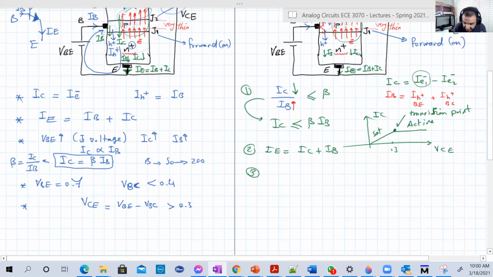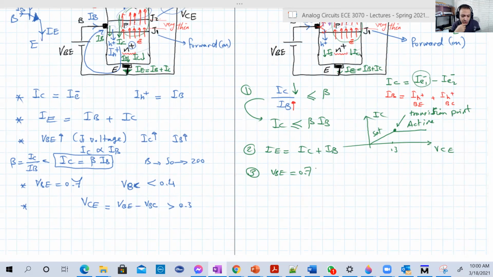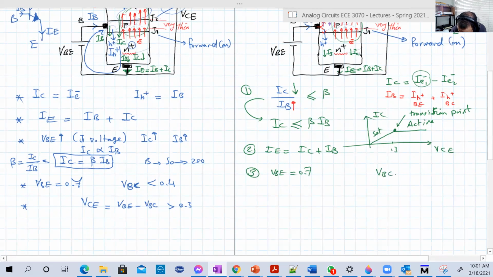And to make the picture complete for the saturation region, VBE is 0.7, but some books assume it's 0.8. That's fine, this is just a rule of thumb, and both are approximations. As you will see in the lab, it's not exactly 0.7; it might be less or higher. And VBC should be greater than 0.4, because the junction is forward and on now. And VCE will be less than or equal to 0.3. Sometimes it's assumed constant, equal to 0.2.